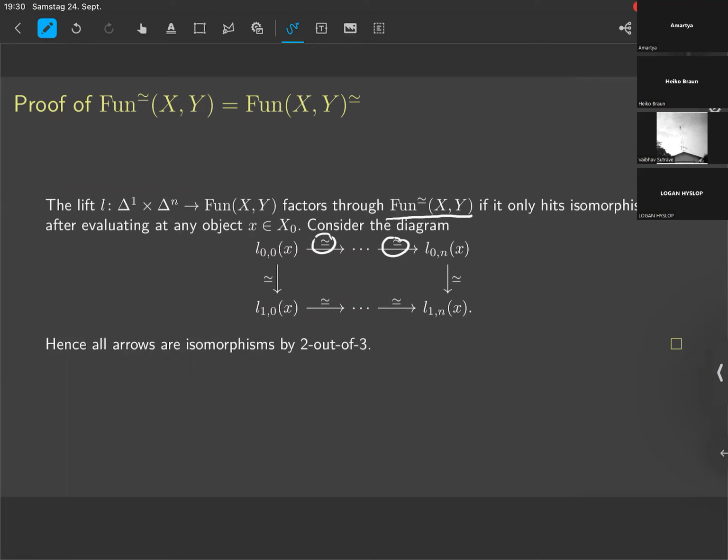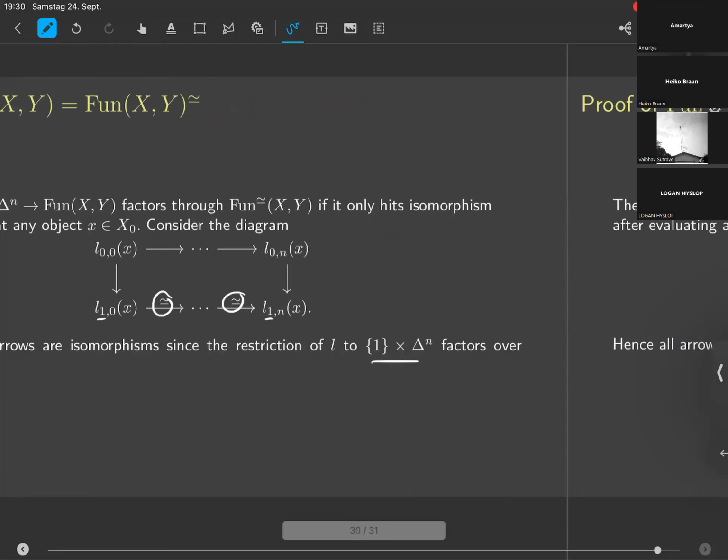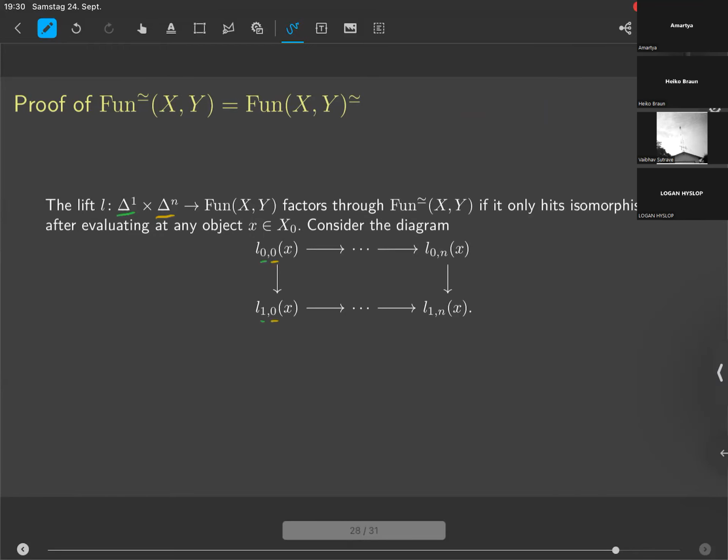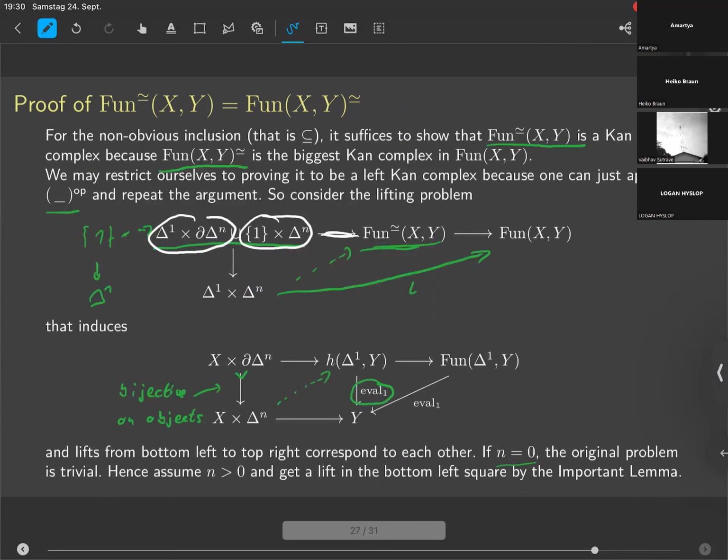So what did we see now? We have shown that this is a Kan complex, this functor core, because we have shown that it's a left Kan complex, and with this argument we could dualize it and then also prove that it's a right Kan complex. Okay, and all in all, this shows that checking that something is an isomorphism actually works object-wise.